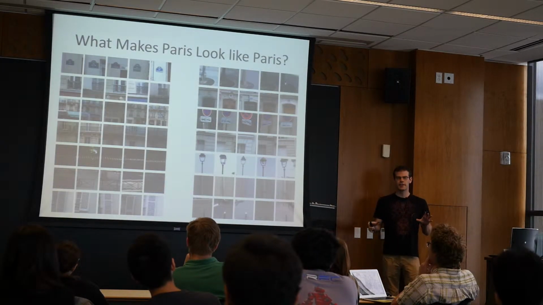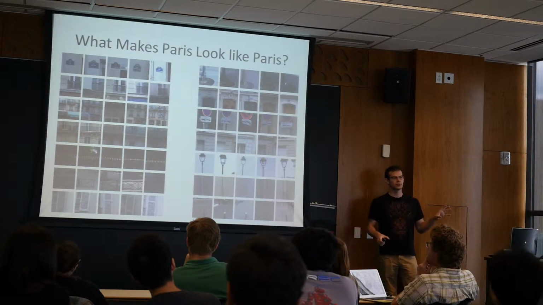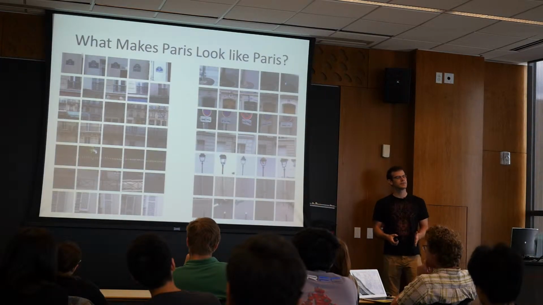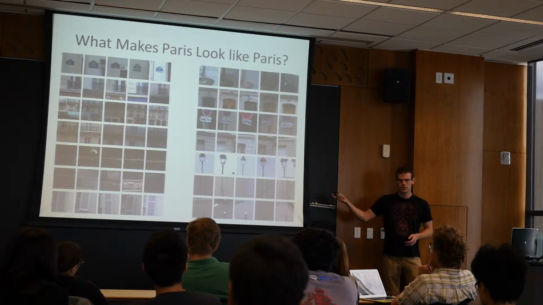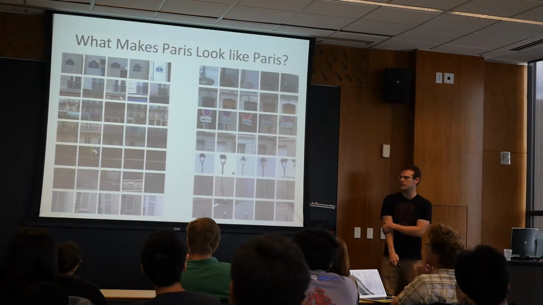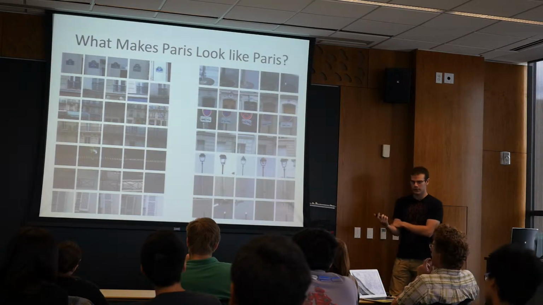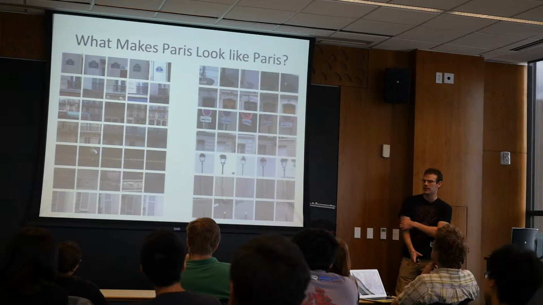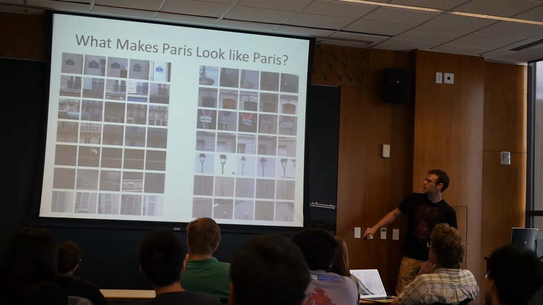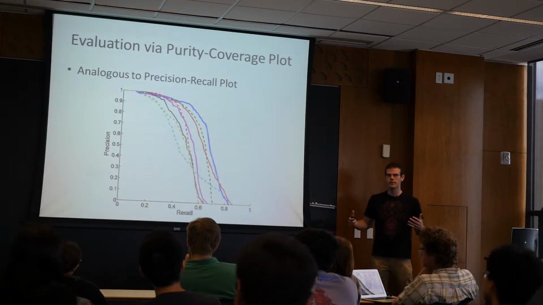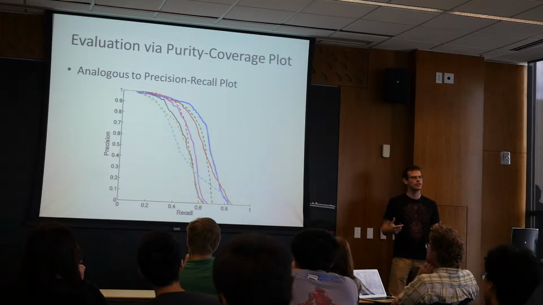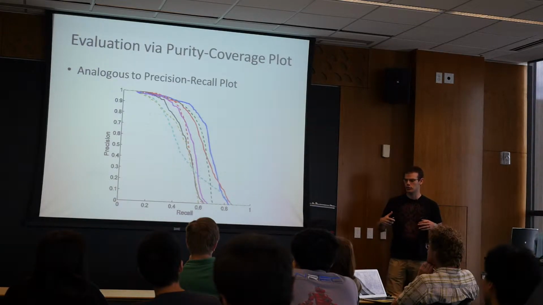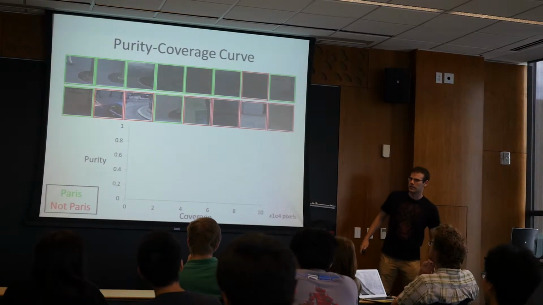So if we apply this to data where the positive set comes from Google Street View in Paris, and the negative data comes from other cities in Google Street View, we get the following elements to describe Paris. Now, we're not the first people to tackle this problem, but I would argue that we are doing it better. And to show this, we're going to use a purity coverage plot, which is analogous to a precision recall plot, but extended to weakly labeled data.